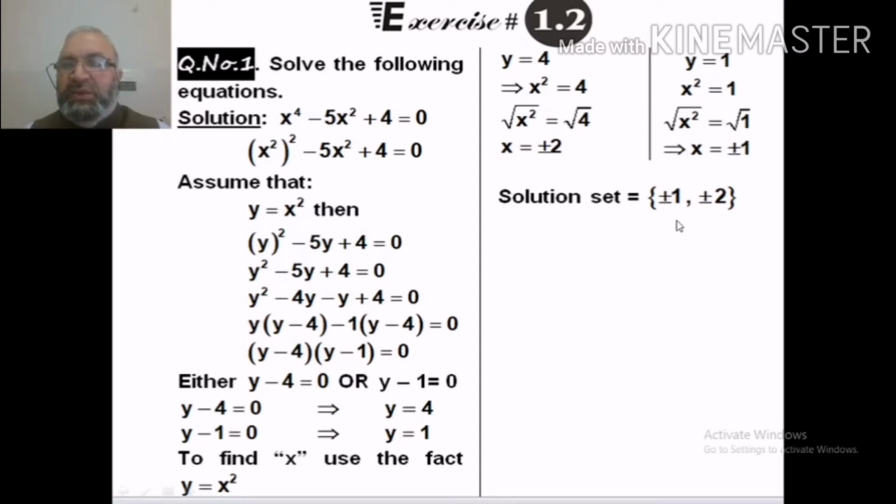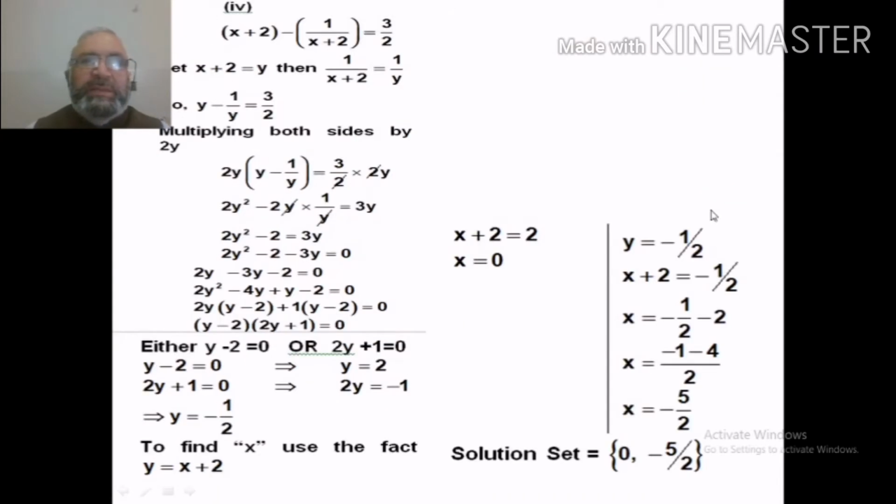So we get 4 roots: plus 1, minus 1, plus 2, minus 2. Since the power of the variable is 4, we get 4 values of x. So that is the solution set of the given equation. Next come to part 4. Again, if we look, that is the second type.